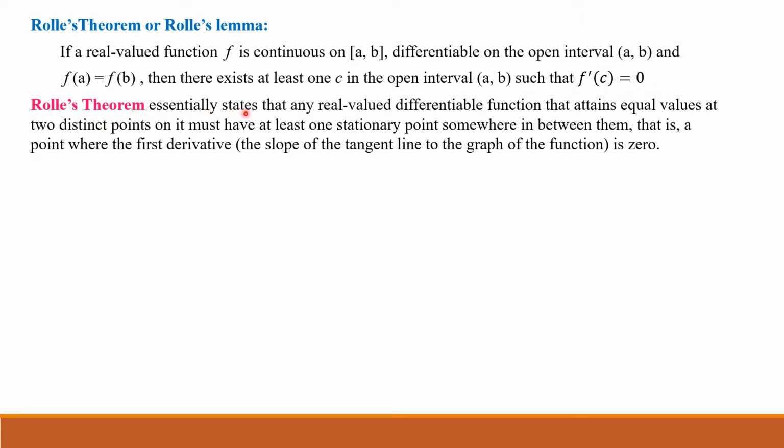Rolle's theorem essentially states that any real valued differentiable function that attains equal values at two distinct points must have at least one stationary point somewhere in between them. Here is a and b, two distinct points, but the value is same. Here is some stationary point in between a and b. That is a point where the first derivative, that is f dash of c, is 0. First derivative means slope of the tangent line of the graph of the function.